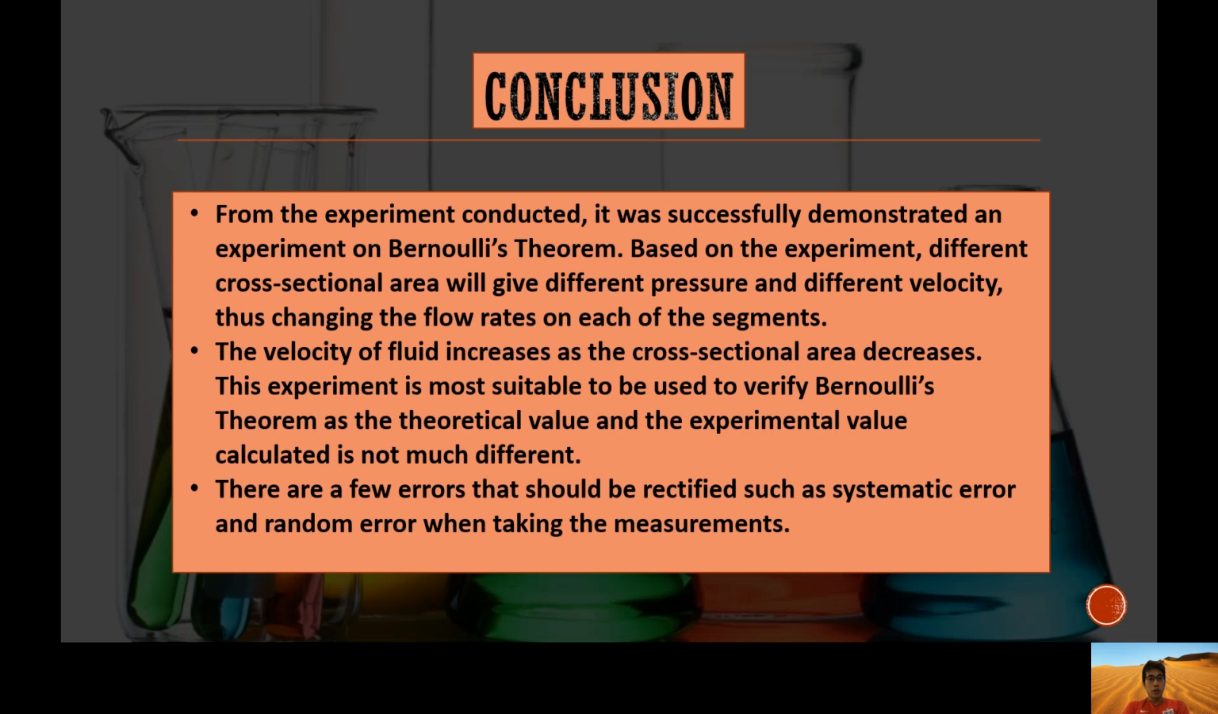So in conclusion, from this experiment conducted, it was successfully demonstrated an experiment on Bernoulli's theorem. Based on the experiment, different cross-sectional areas will give different pressures and different velocities, thus changing the flow rates on each of the segments. The velocity of fluid increases as the cross-sectional area decreases. This experiment is most suitable to be used to verify Bernoulli's theorem, as the theoretical value and the experimental value calculated are not much different. There are a few errors that should be rectified, such as systematic error and random error when taking the measurements. That is all. Thank you.